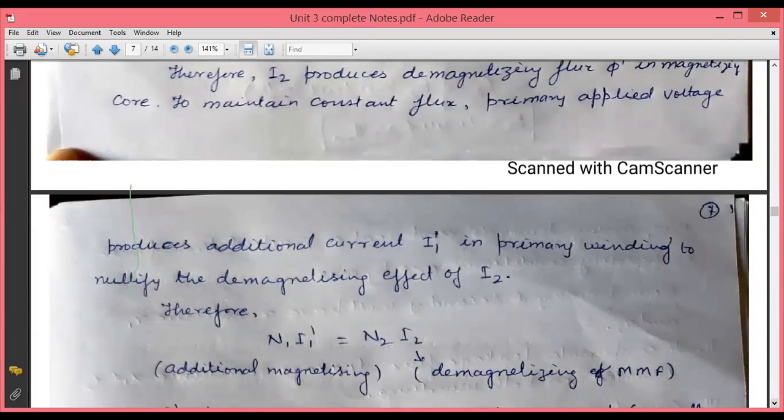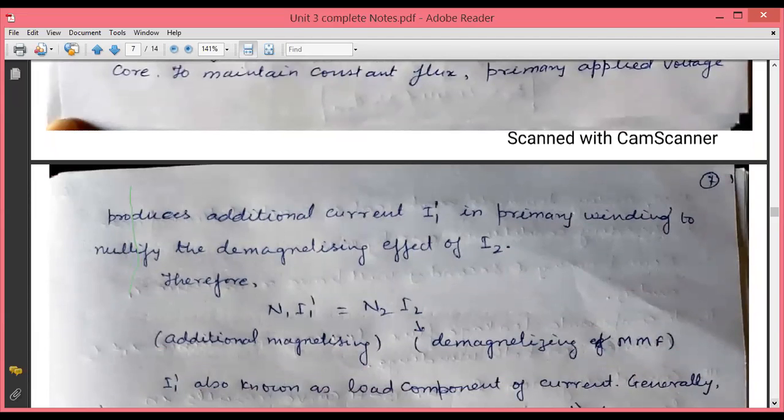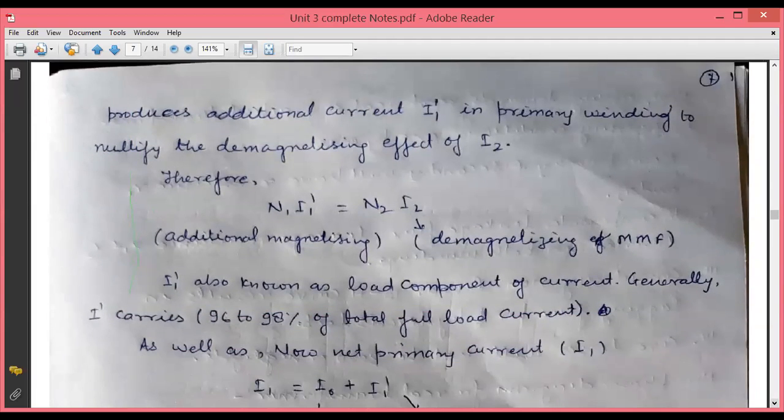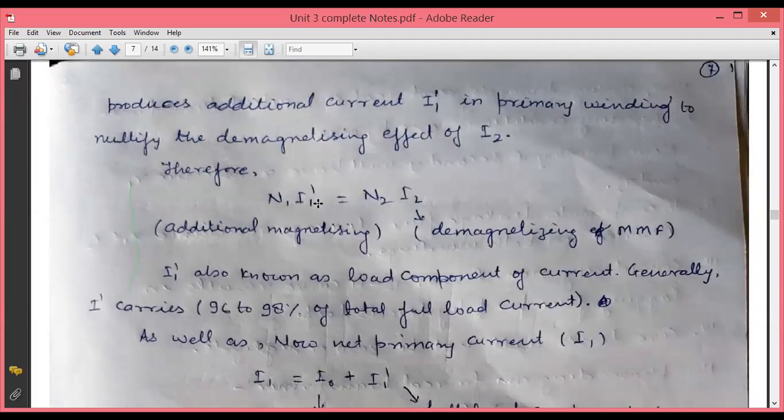One more thing: the additional current I1 dash is there to nullify the demagnetizing effect of the secondary current. Therefore N1 I1 dash, which is the nullifying MMF established in the primary winding because of the load, and N2 I2, which is the demagnetizing MMF, will be equal. So N1 I1 dash equals N2 I2. This I1 dash, the additional current flowing in the primary winding, is produced because of the load connected at the secondary. If we had not connected a load at the secondary, there would be no need for this I1 dash.